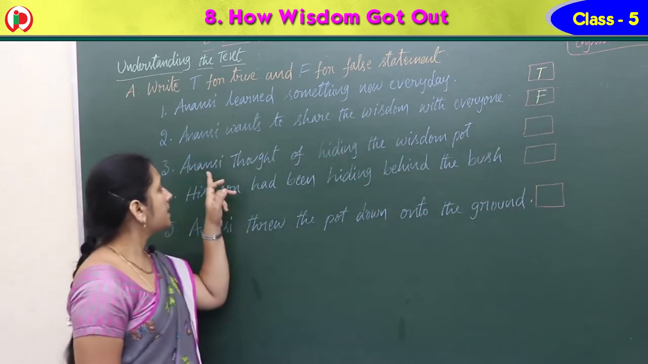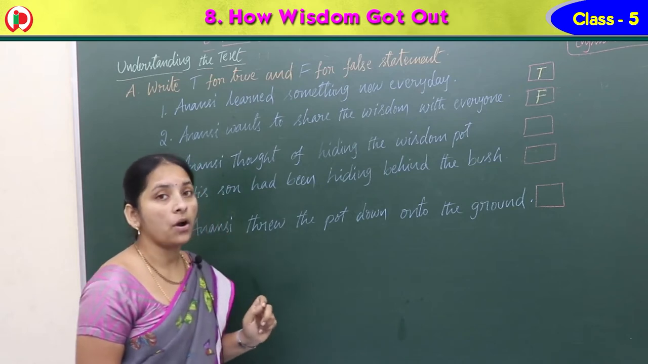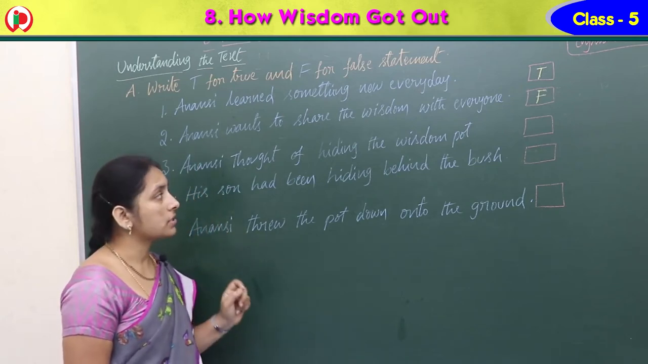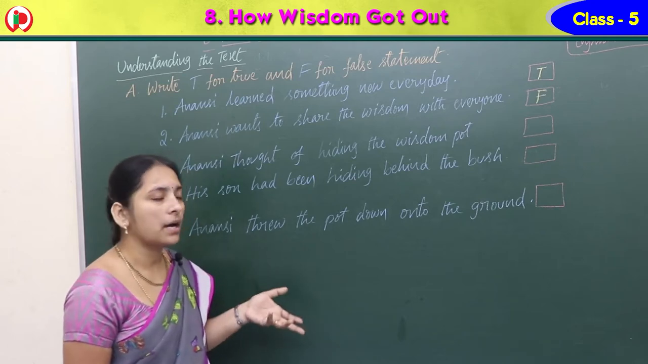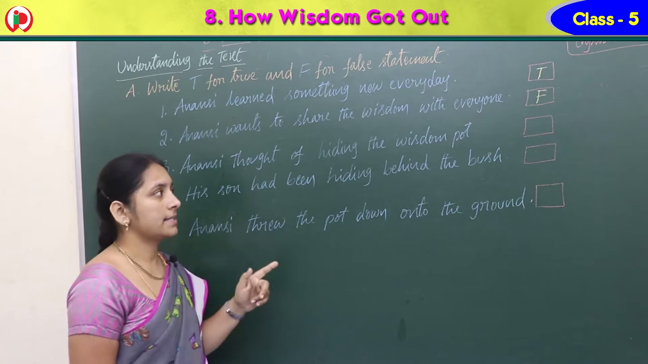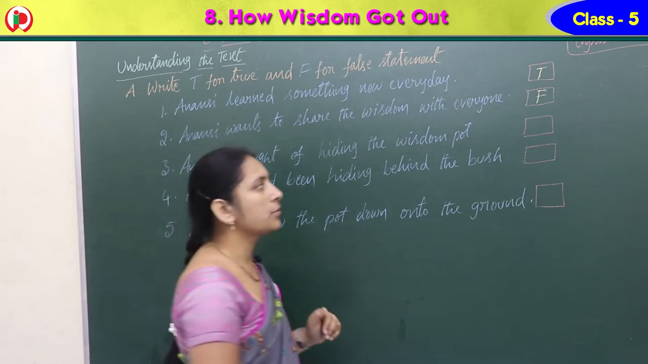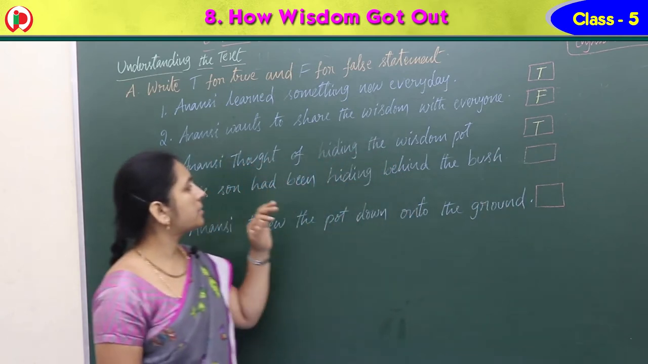Okay, ma. And see the next one. Anansi thought of hiding the wisdom part. So, did he plan to hide the wisdom part on the treetop, right? Yes. So, that's why it is true. Then we should write T. And see the next one.